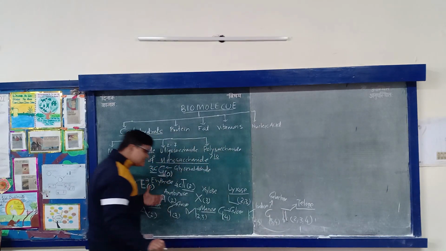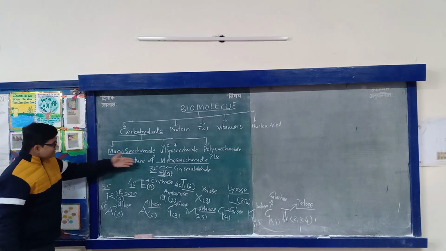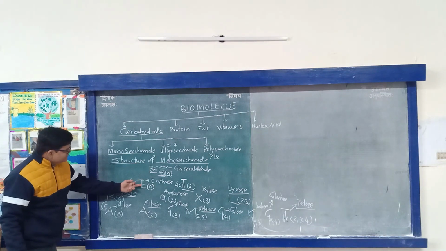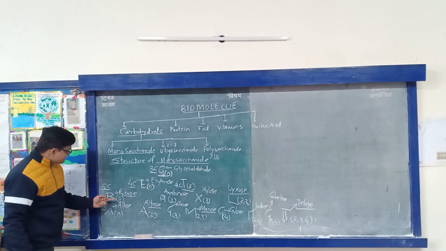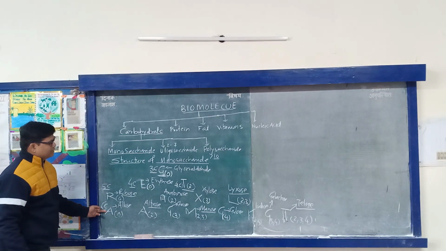Just to remember, these are all monosaccharides. This is 3 carbon containing monosaccharides. This is 4 carbon containing monosaccharides. This is 5 carbon containing monosaccharides. This is 6 carbon containing monosaccharides.